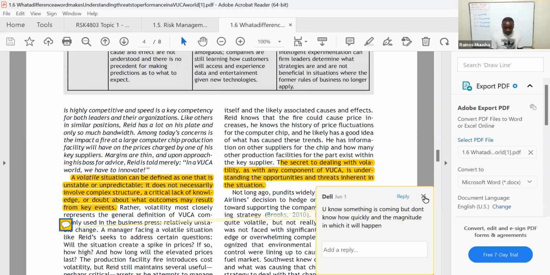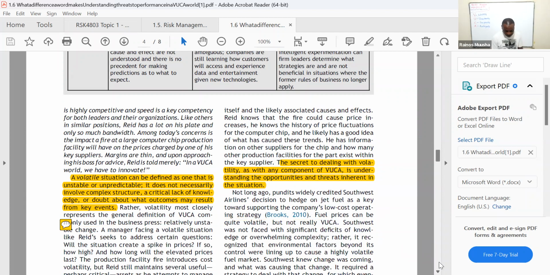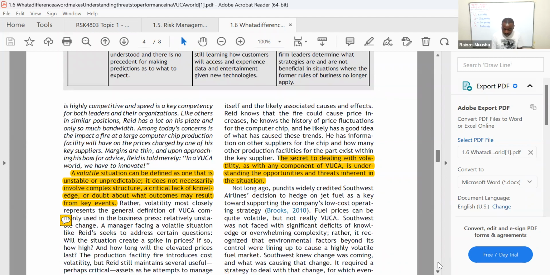So that's basically what they mean when they say the situation is volatile. You know that something is going to happen, but what you don't know is exactly how quickly this event is going to happen, and exactly what is the extent of the damage, if it's a damage, that it's going to be causing. So they say the secret to dealing with volatility, as with any component of VUCA, is understanding the opportunities and threats inherent in the situation as well.